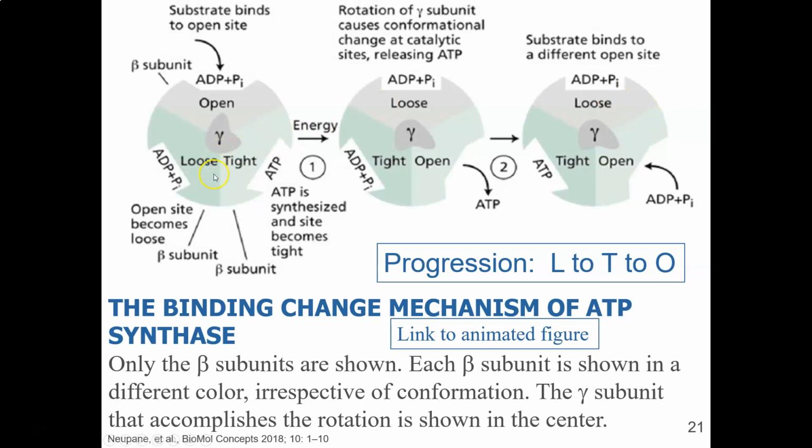So we can look at that over here. If I look down here, ADP and phosphate are bound to the loose configuration. When loose goes to tight, then ATP is synthesized from ADP and phosphate. And if I look over here, this is a tight where the ATP was already synthesized. And when tight goes to open, then the ATP is released.